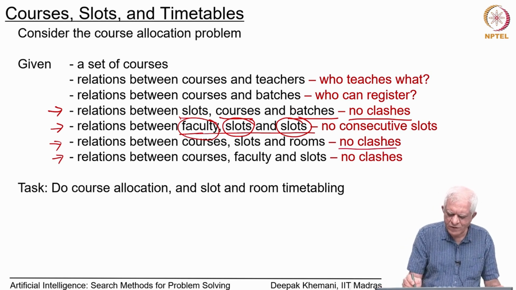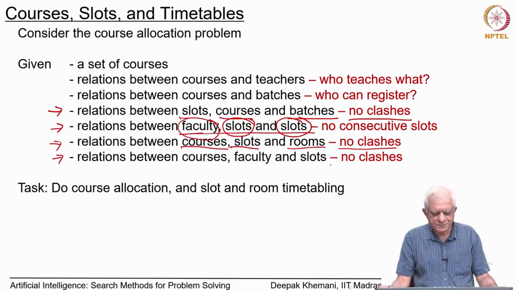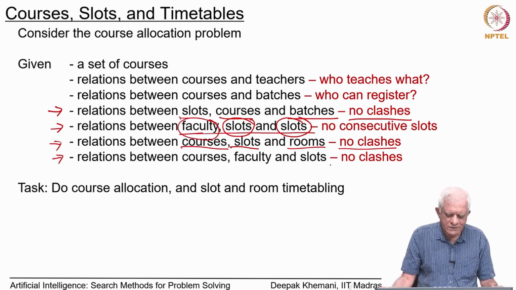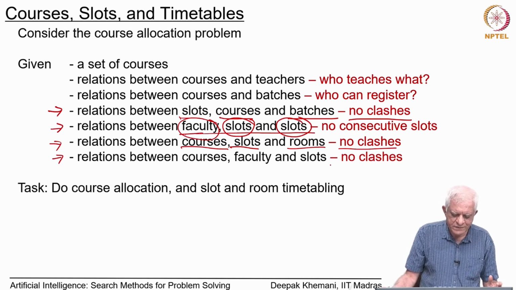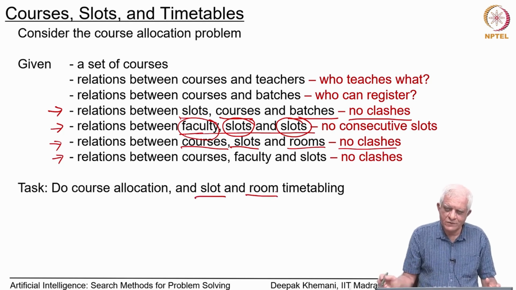Then again you want to avoid clashes between courses, slots and rooms. You can't have the courses in the same slot in the same room and so on essentially, courses, faculty and slots. And then you do course allocation and you decide which faculty will teach the course, which slot will the course be in and which room will the course be in essentially.